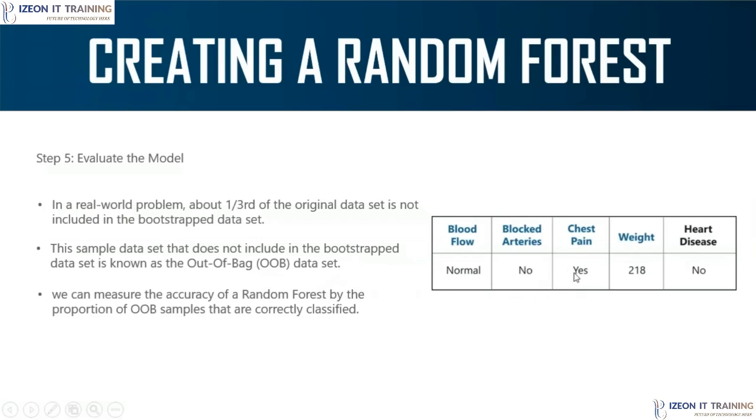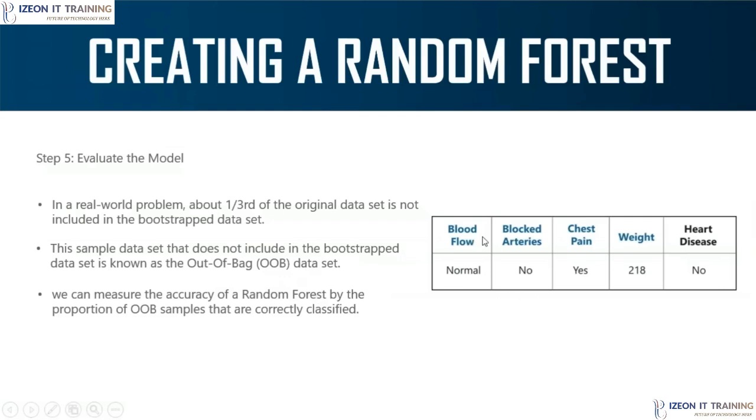Now the out of bag data set is used to check the accuracy of the model. Because the model was not created by using the out of bag data set, it will give us a good understanding of whether the model is effective or not. Now the out of bag data set is nothing but your testing data set, right? Remember in machine learning, there's training and testing data set. So your out of bag data set is nothing but your testing data set. This is used to evaluate the efficiency of your model.